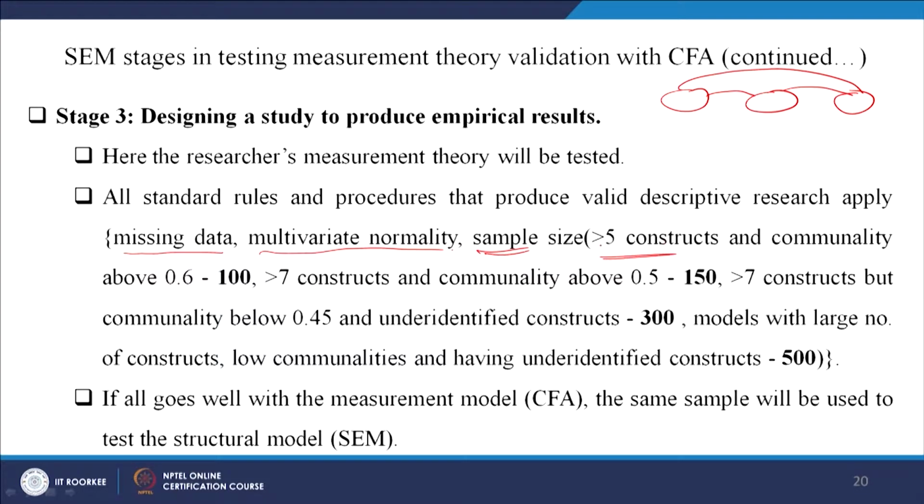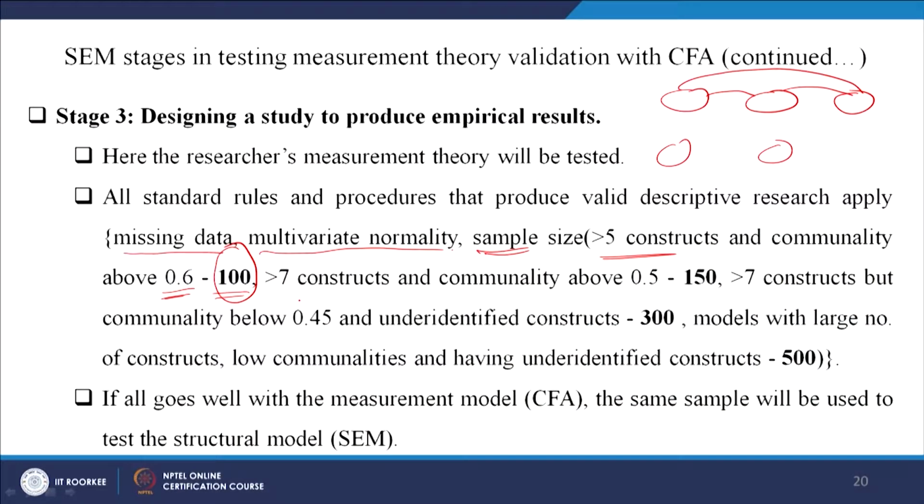You can see when you have less than 5 constructs, let us say 2 or 3, and the commonality is above 0.6. Now, commonality I had already explained, right. Commonality is nothing but the relationship, the correlation between the variable and the factors. So, the sum of the square of these loadings is called the commonality. When this is above 0.6, you need around 100 sample size.